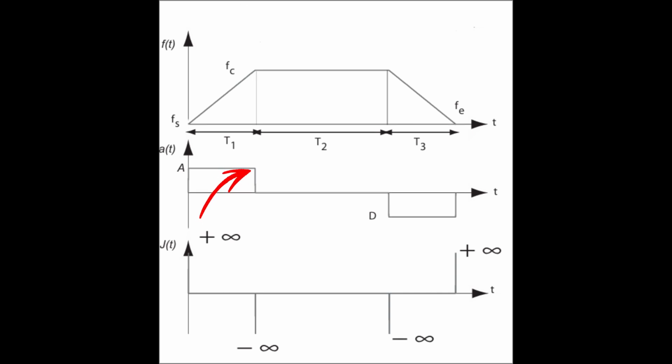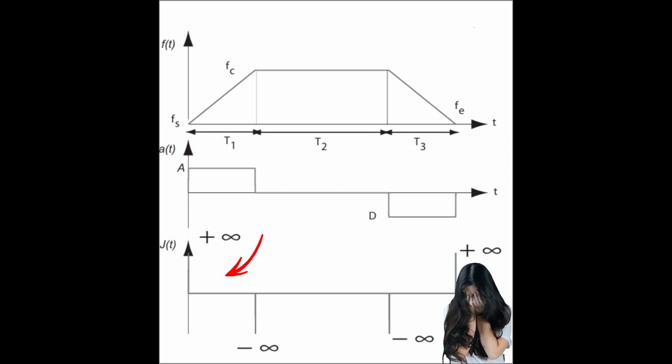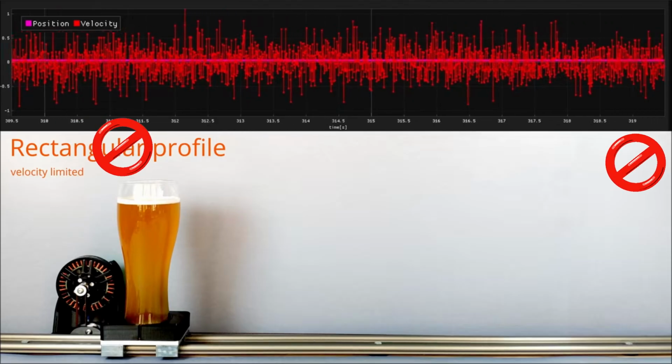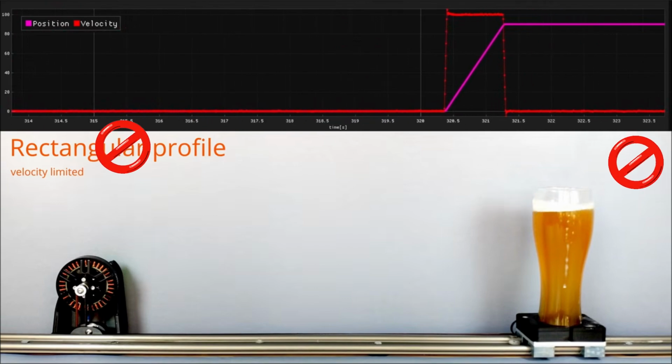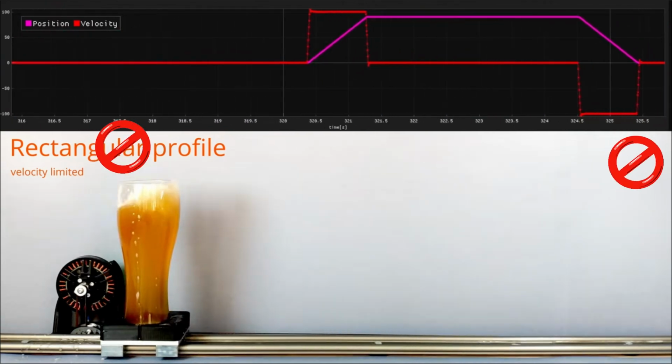But the problem happens right when the acceleration jumps from 0 to its maximum. Mathematically, this sudden step-like change means the derivative of acceleration, which we call jerk, spikes to infinity. The physical result on our machine? Sudden impacts, severe mechanical vibration, and heavy wear and tear on the stepper motors.